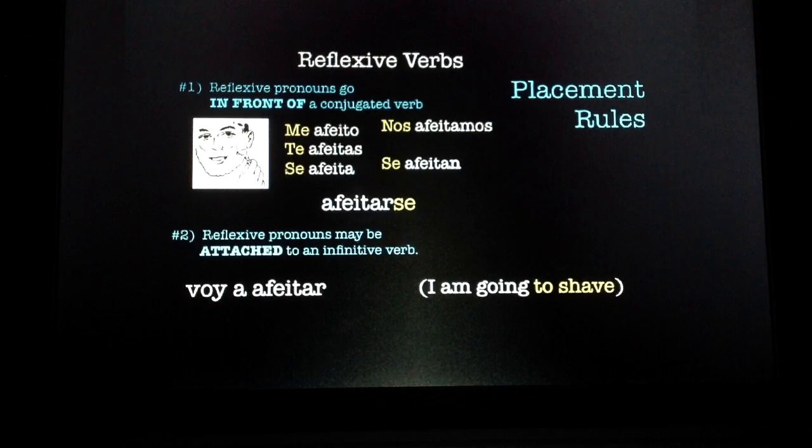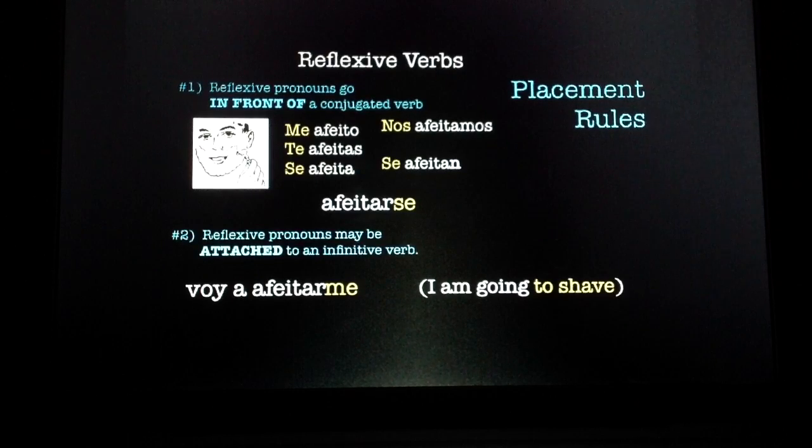Do you recognize which one of these words is conjugated? If you said voy, you are correct. So I can put that me right there in front of voy. Now, me voy a afeitar means I'm going to shave, and everybody understands that I'm going to shave my face. But if I follow reflexive pronoun placement rule number 2, I can attach it to afeitar. So when I said me voy a afeitar, I could also say voy a afeitarme.